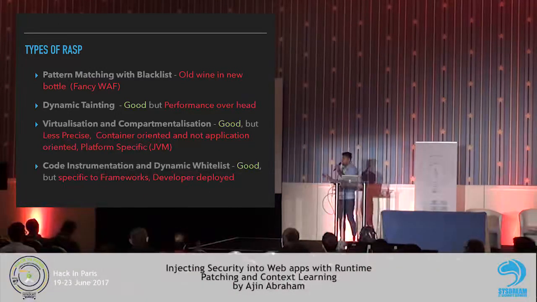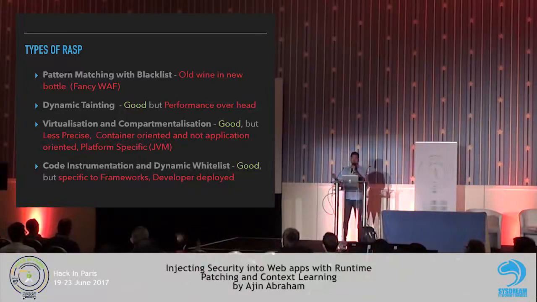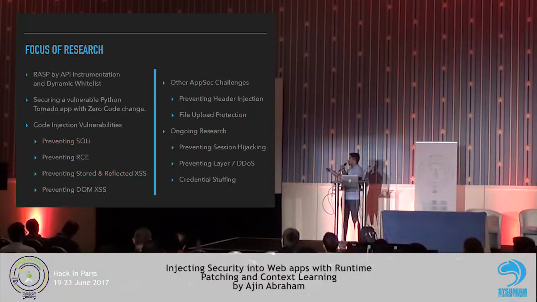And then there is the one that I'm going to talk about today. That's the one using code instrumentation and dynamic whitelist. It's specific to frameworks. So for a particular product like this RASP to work, you need to have a framework being used in your organization. If you write PHP or Java or Ruby or Python code from scratch, it's pretty much not that useful. But if you have applications built on top of frameworks, this kind of RASP makes a lot of sense. So these are the focus of my research.